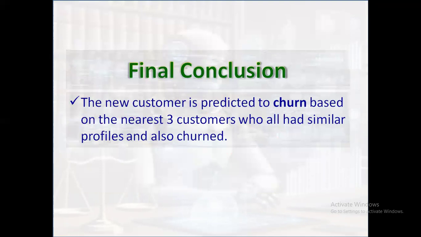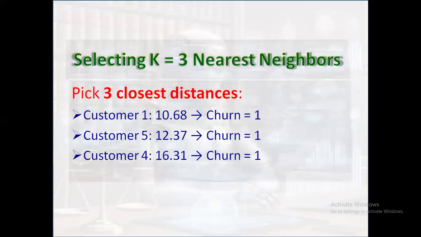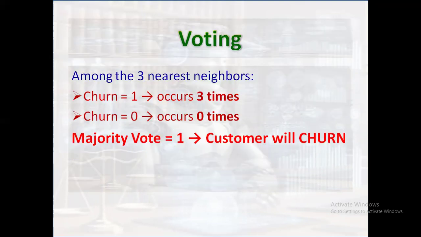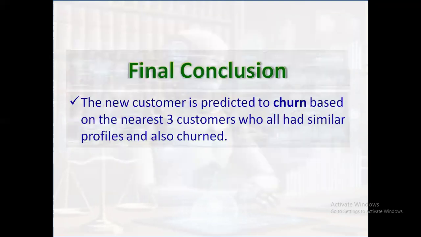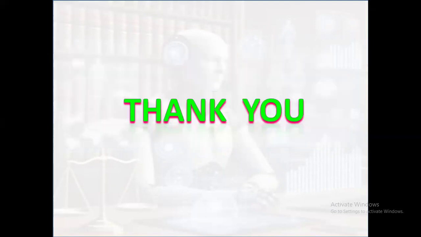Coming to the conclusion, based on the voting result from the top 3 most similar customers, customers 1, 5, and 4, we predict that the new customer will churn. This conclusion is grounded in the strong pattern observed in the nearest neighbors. KNN has helped us make a data-driven decision by using similarity-based classification, which is ideal in situations like churn predictions, where behavior patterns are a strong indicator of future outcomes.